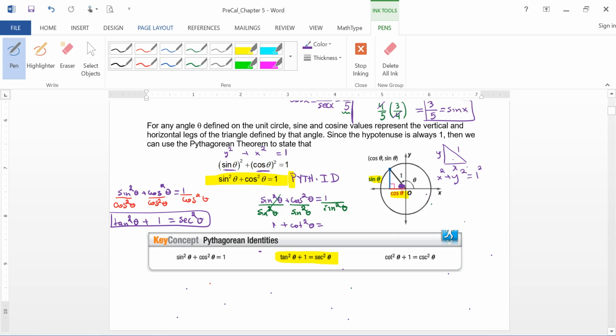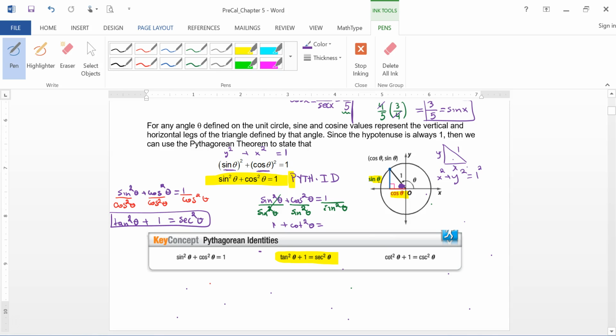Okay, so what's cotangent? It's 2. Cotangent squared is 2 squared, plus 1 is equal to cosecant squared theta. Okay, 5 equals cosecant squared theta. Take the square root of both sides. Cosecant of theta is plus or minus root 5.